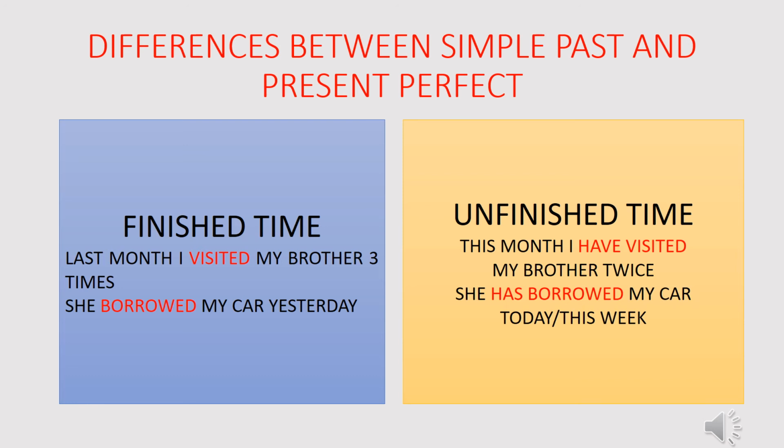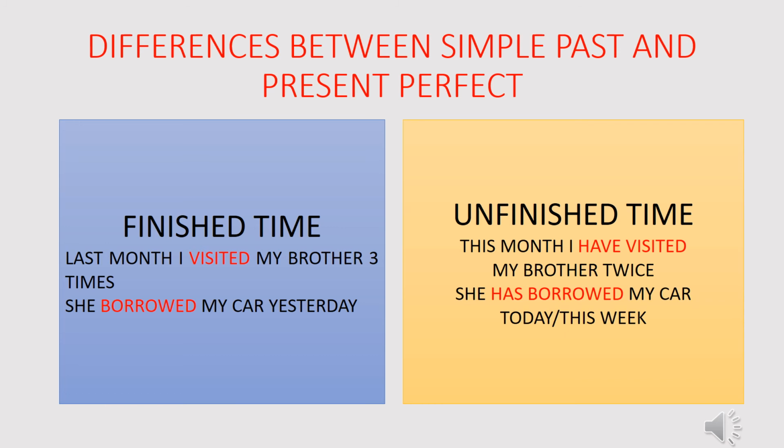When you are talking about a time period that is unfinished, like today, this week, this month, this year, use the present perfect. Let us move to the example. Last month, I visited my brother 3 times. In the present perfect, this month I have visited my brother twice. Still more time is there. I can visit 2 or 3 times.